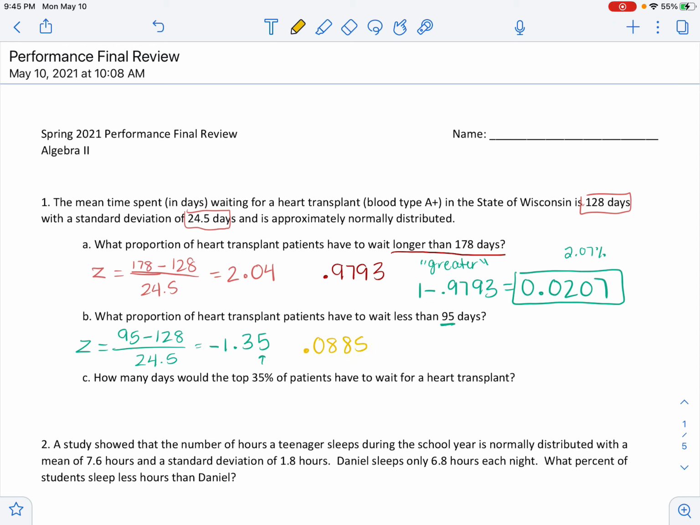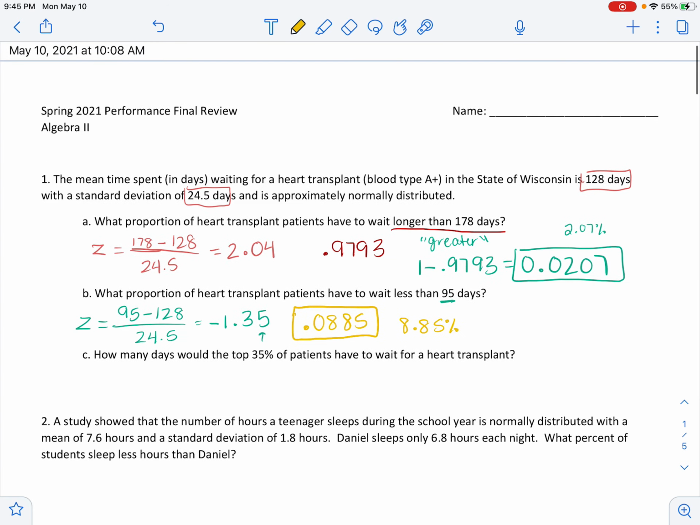Last thing to do is to check the problem. This problem wants the proportion that have to wait less than 95 days. So in this case, we are done because we were looking for the proportion less than. Again, as a percentage, this would be 8.85%. So what percent have to wait less than 95 days? 8.85%.